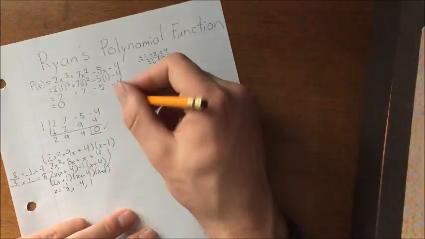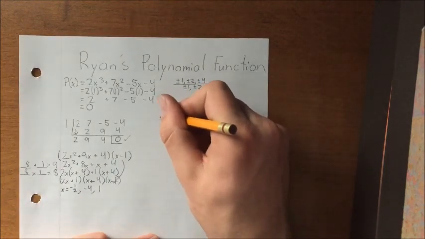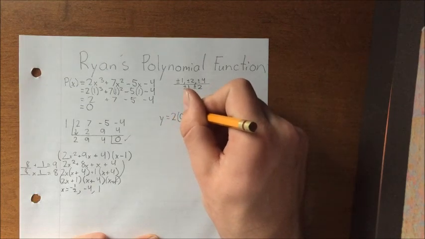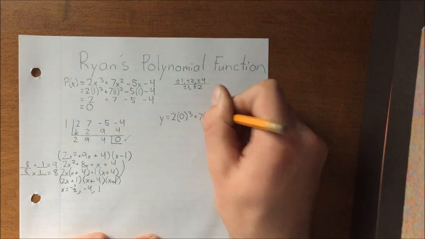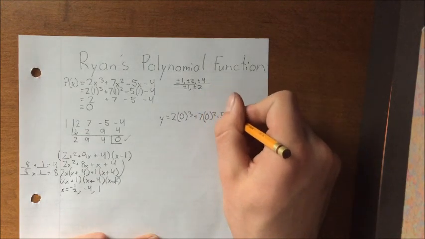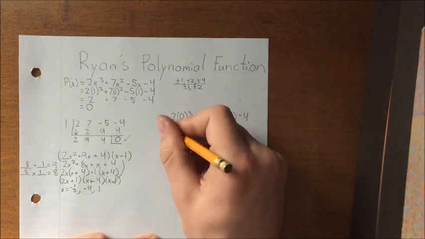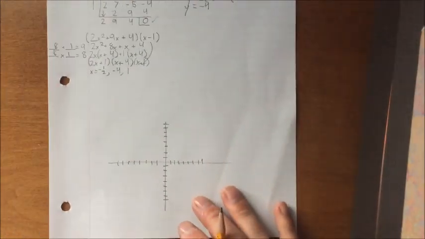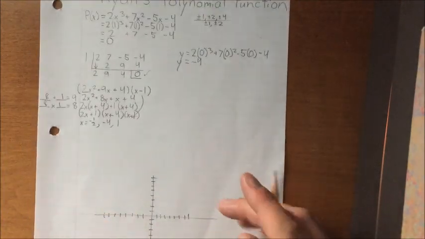So now in order to find the y-intercept of this graph, it's pretty simple. We just set x equal to 0. So as you can see, I'm writing out the steps here, 2 times 0 cubed plus 7 times 0 squared minus 5 times 0 minus 4, which is ultimately y equals -4. So now I know my y-intercept, and now we'll skip ahead to the graph here and we'll start plotting some points that I've now figured out.